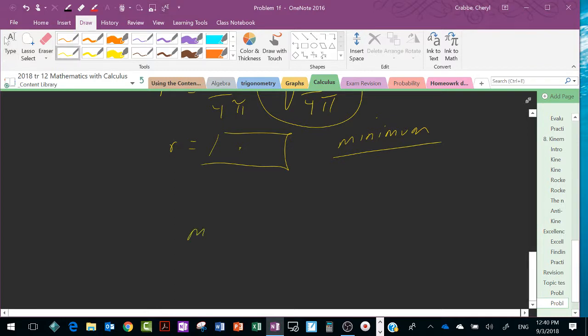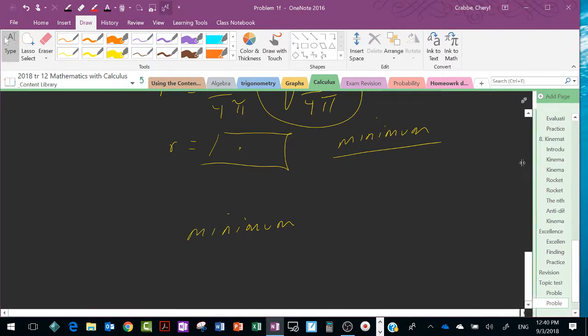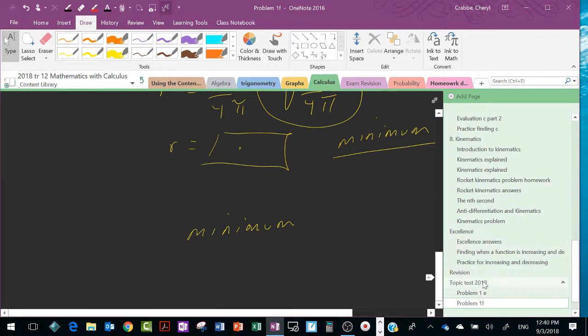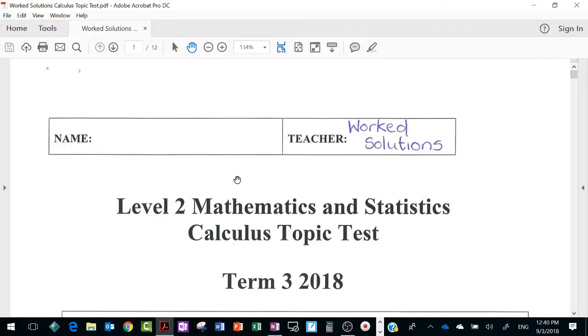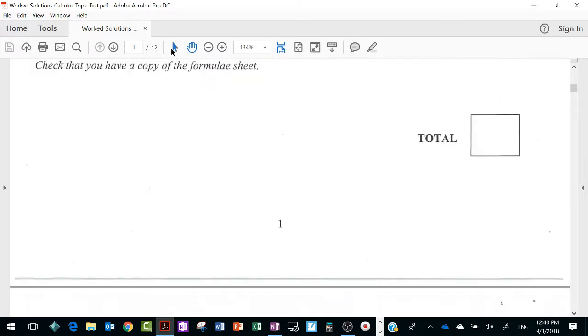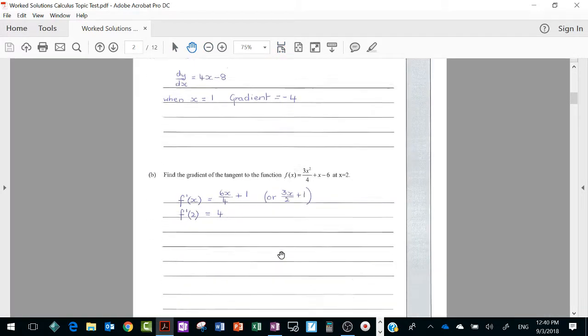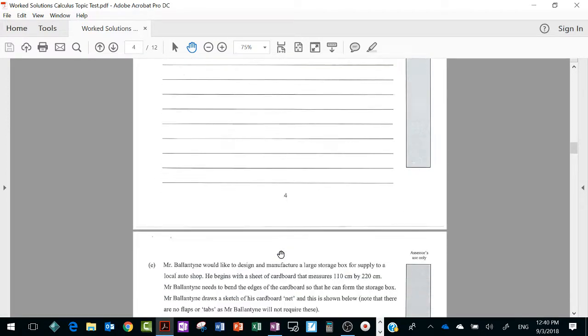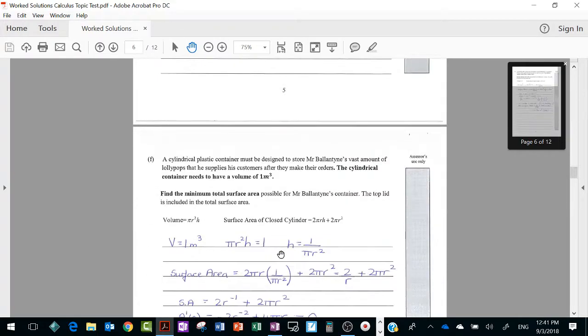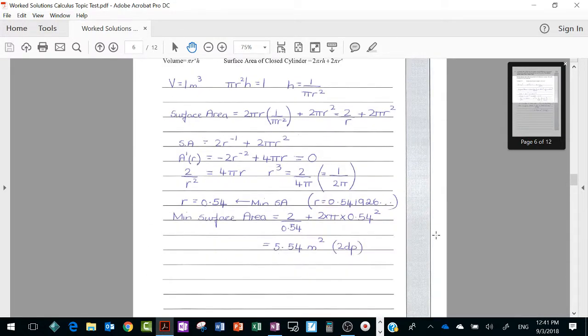And then I get the minimum value. I don't have the answer key here, but if I go up to the test and look at the answer key, just cheating a little bit, I'm not going to calculate this, but I can do it this way. So R ends up being 0.54, and then the final answer, 5.54.